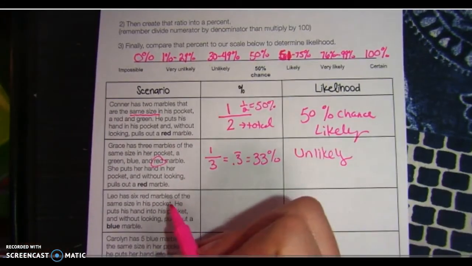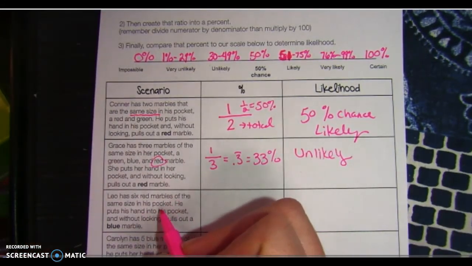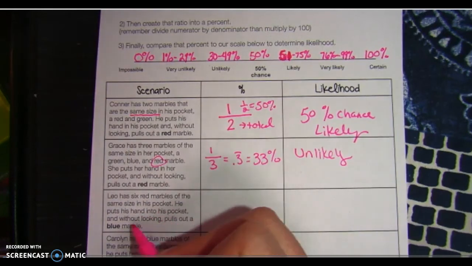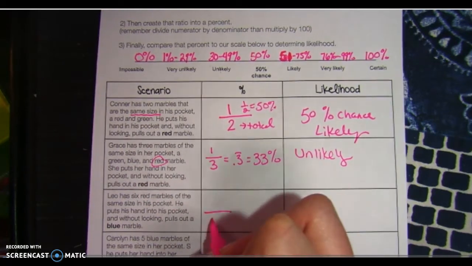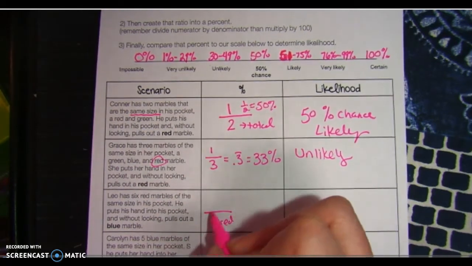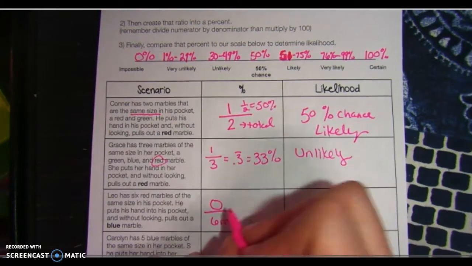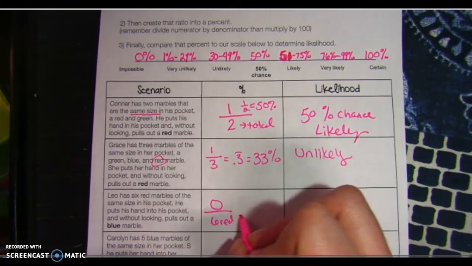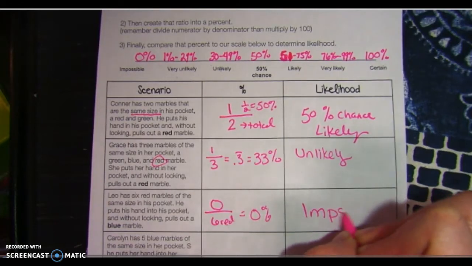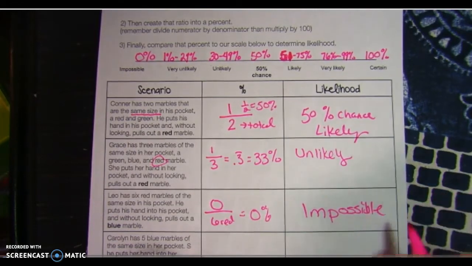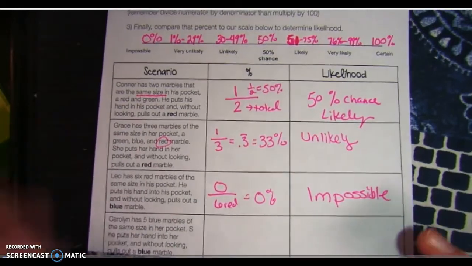So Leo has 6 red marbles of the same size in his pocket. He puts his hand in his pocket without looking and pulls out a blue. So he has 6 red. There's no way he can get a blue because he has 0 blue. So this would be a 0%, and this is impossible. There's no way those marbles are going to change color. It doesn't say there are color changing marbles.